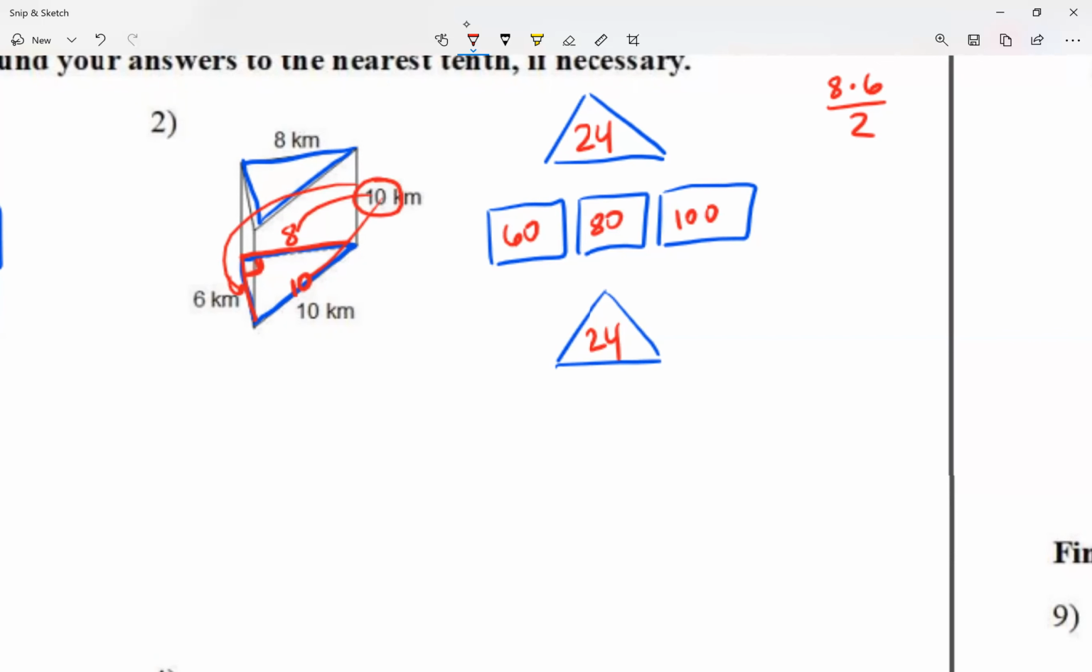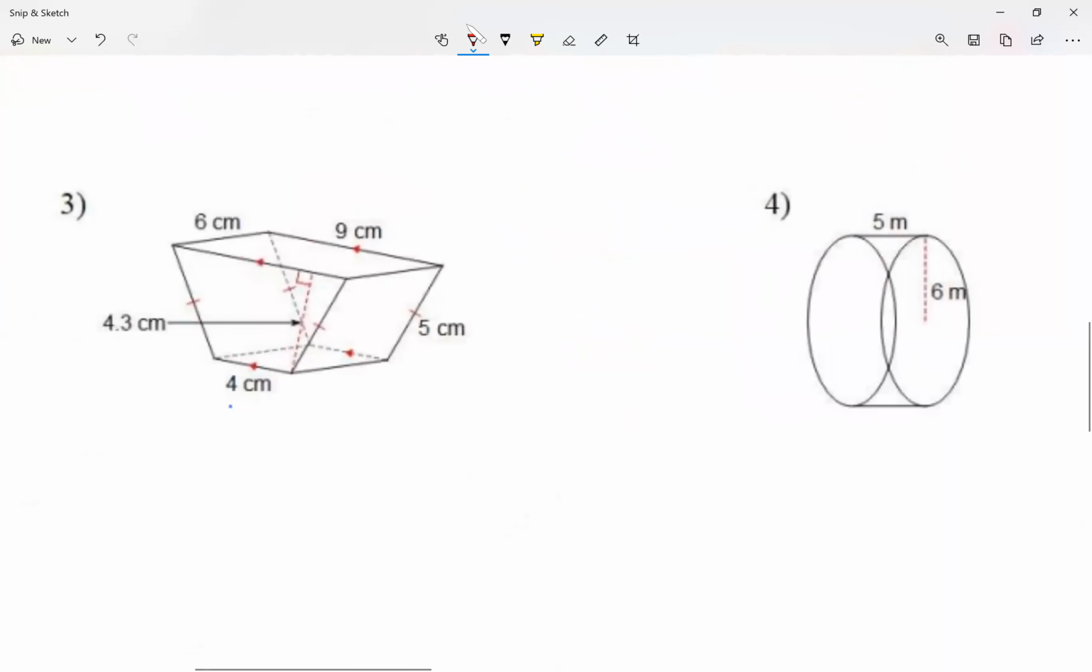Now, just let me add everything. Use a calculator if you need to. And I'm going to get 288. Right, I just add everything. All right, not bad. Let's take a look at question number 3.